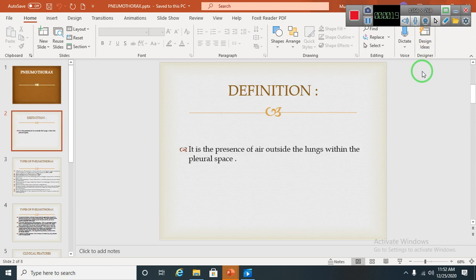It is the presence of air outside the lungs within the pleural sac. Pneumo is air, thorax is thorax. It is the presence of air outside the lungs within the pleural space.